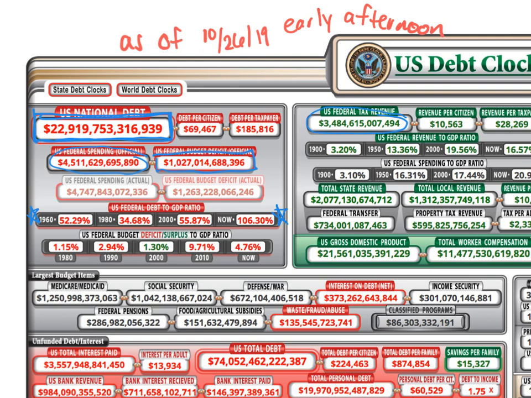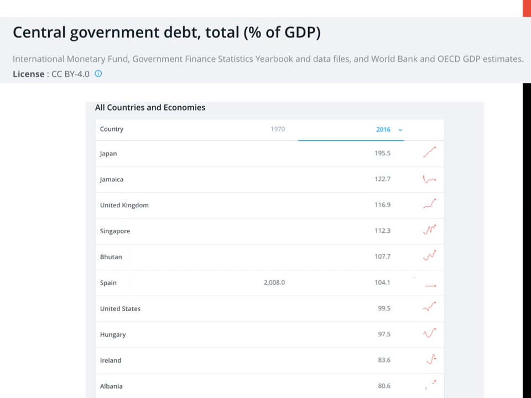And so the U.S. gross domestic product is about $21.5 trillion, and the U.S. national debt is 22.9 trillion. So the debt to GDP ratio in 2019 is 106.3%, which is almost double what it was in 2000. And so to give you some context, this is data from the World Bank in 2016 on central government debt as a percentage of GDP for other countries.